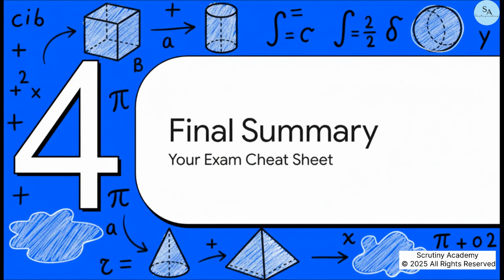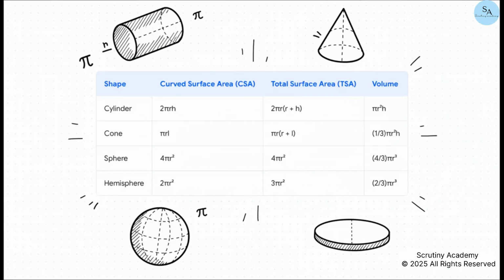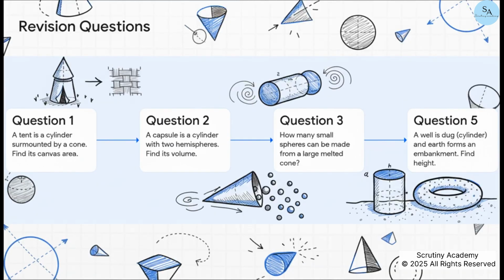Wow, we have covered a ton of ground in a very short time. So let's bring it all together with a quick summary that you can use for your final last-minute revision. This slide right here, this is your ultimate formula cheat sheet for mensuration. Seriously, go ahead and pause here, take a screenshot, save it to your phone. This is everything you need all in one spot. Glance over it right before you walk into that exam hall. Feeling good? Feeling confident? Excellent.